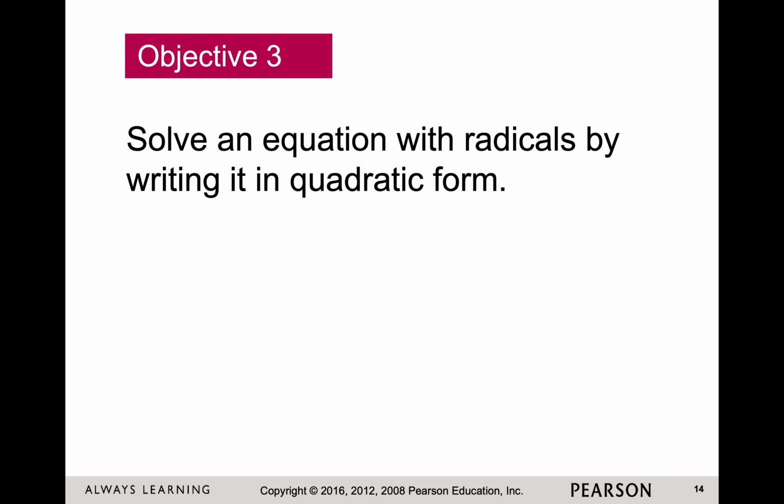So we can solve some problems with radicals by writing them in a quadratic form. What does that mean? It means if I want to solve this problem with the square root, I can get everything over to the left and the square root on the right, and then I can square both sides. This forces you to FOIL. You cannot do 2x squared minus 1 squared. You have to FOIL that out.